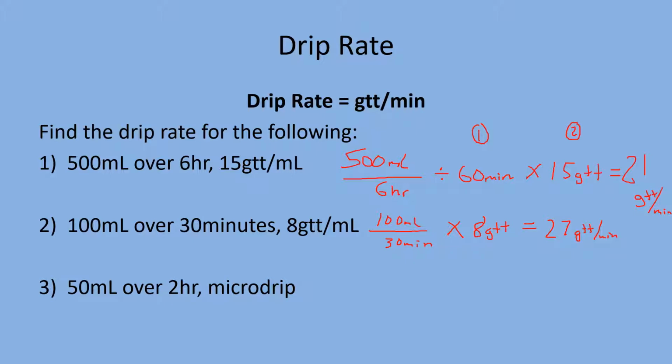All right, this last one. I got 50 mLs over 2 hours. First step, divide by 60 minutes. Next step, multiply by how much? How much is micro drip? That's 60, yep. So they didn't tell you, you just have to know 60 drops per ml. Yep, 25 drops per minute is your flow rate, drip rate.